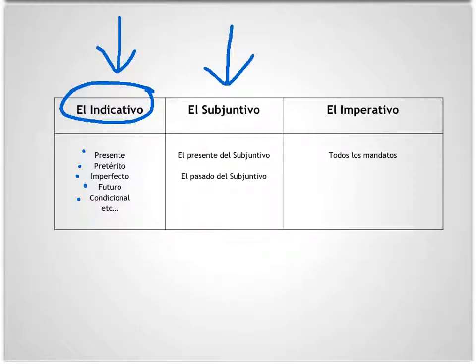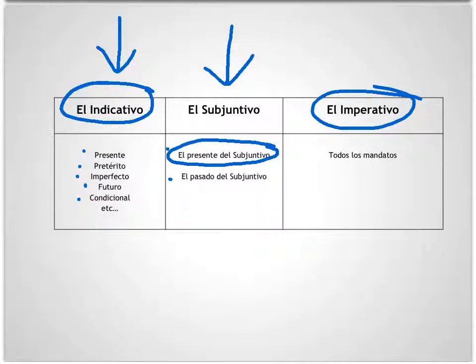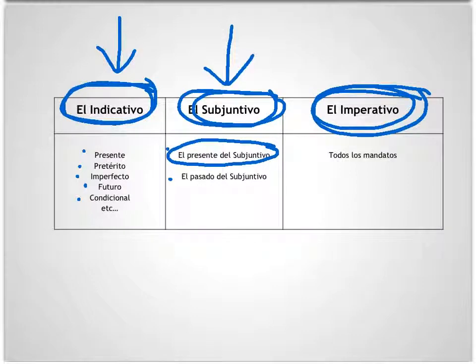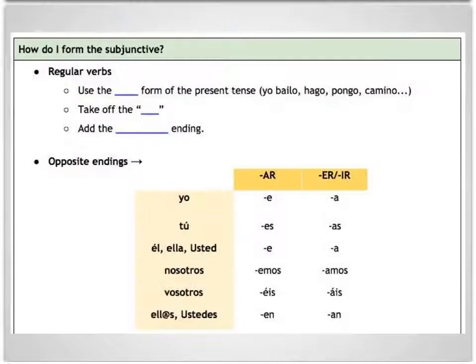The next mood is the subjunctive, which we're looking at today. There are two tenses in the subjunctive, the present and the past. For our purposes, we're only looking at the present of the subjunctive. Okay, the imperative, that's like mandatos or commands, like pon, sal, ten, ven, when you're telling somebody to do something, right? So the three moods here, we have the indicative, the subjunctive, and the imperative. Today we're learning about the subjunctive.